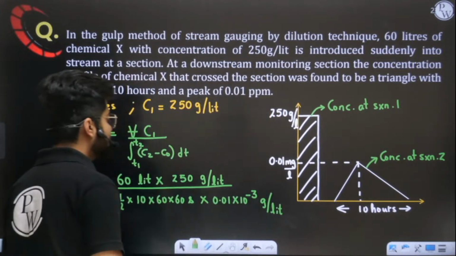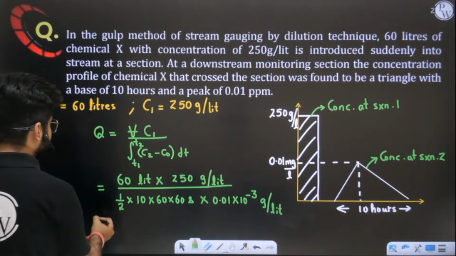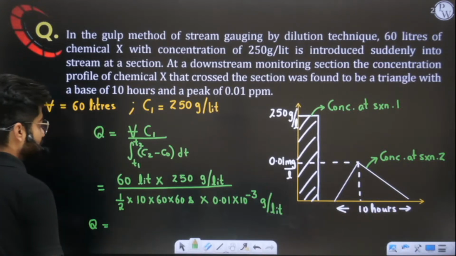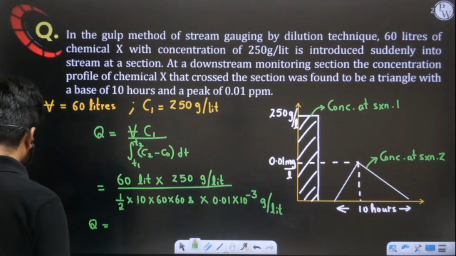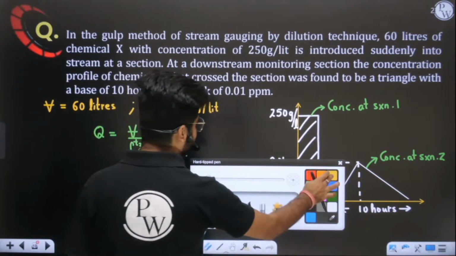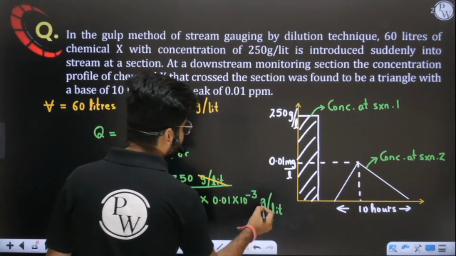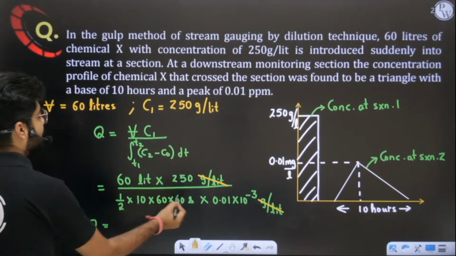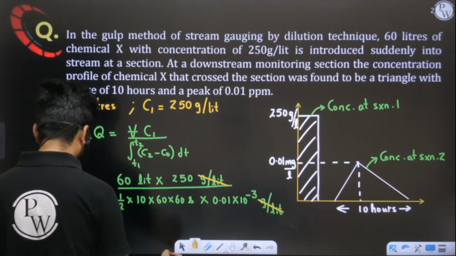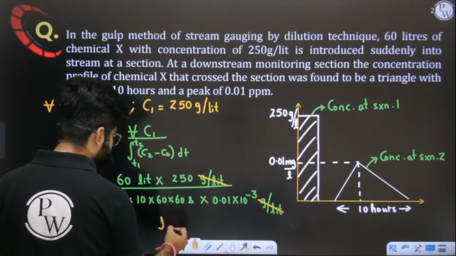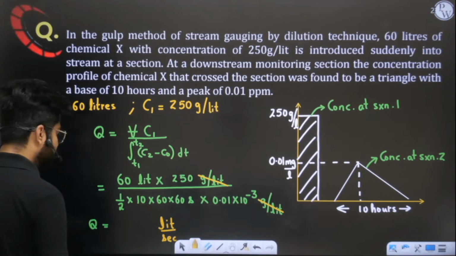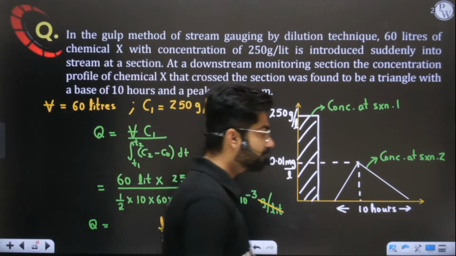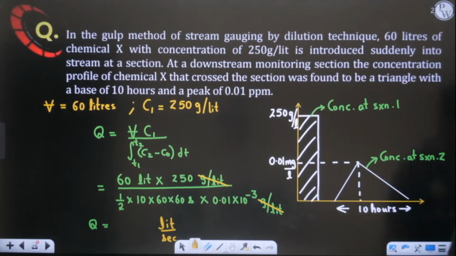So we have removed milli here. Understood. Now find the discharge. How much are we getting, Sushil? Find the discharge. What will happen here is, we will get the answer in liter per second. This gram per liter and this gram per liter will get cancelled. You will get the answer in liter per second. Tell me how much discharge you are getting here.